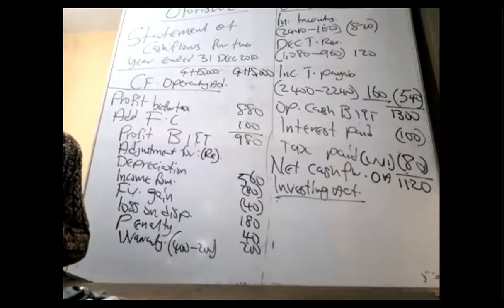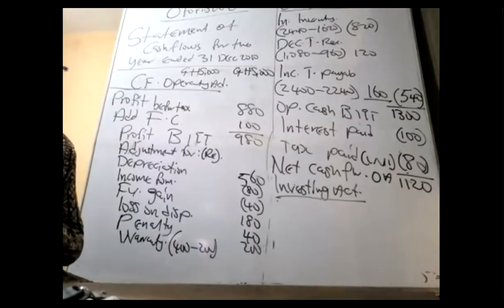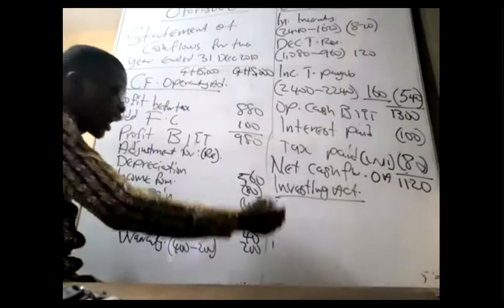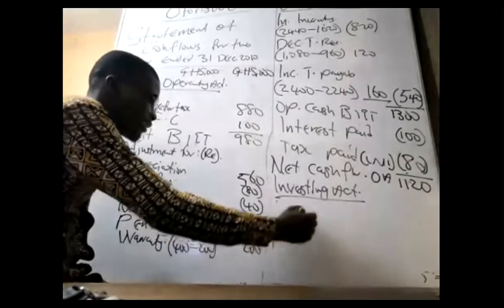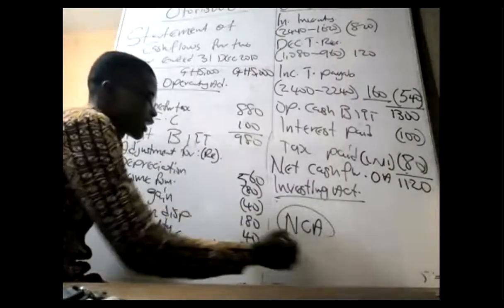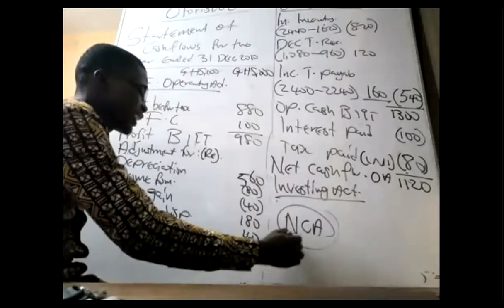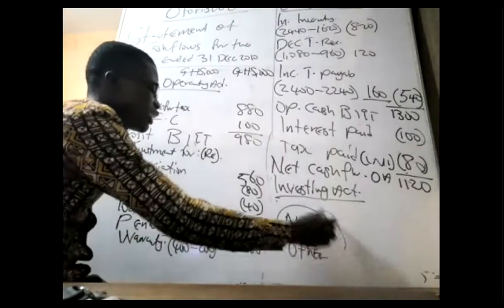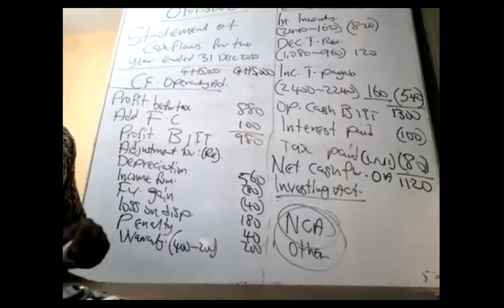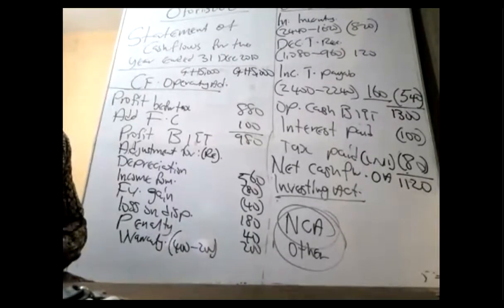So let's see something here. Investment activity. We are going to check item number 1, non-current assets: any disposal or purchases of non-current assets. Number 2, check any other income received. That is all about investment activity. If you do this one, we are done. Just do it and then submit it.